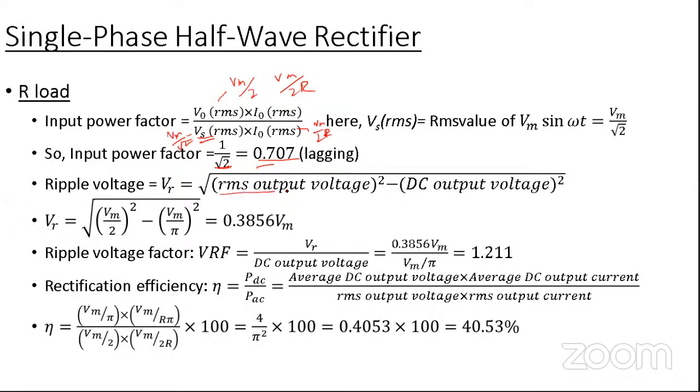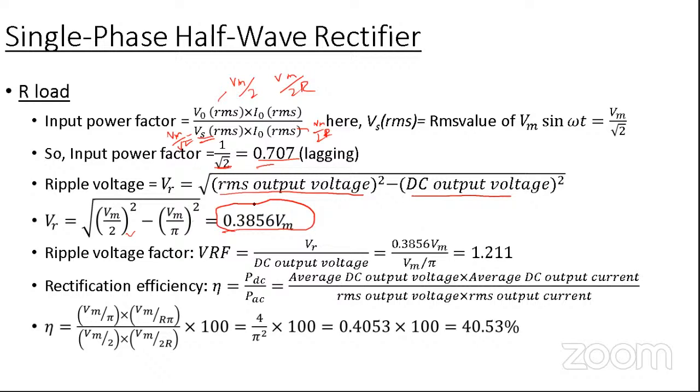the square root of the RMS output voltage squared minus the DC output voltage, or you can say the average output voltage, squared. So RMS output voltage squared is basically (Vm/2) squared, and average output voltage is (Vm/pi) squared. After taking the root, ultimately you get that the ripple voltage is 0.3856 Vm, or you can say 38% of the total voltage.